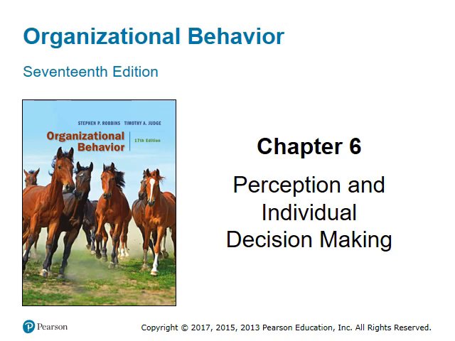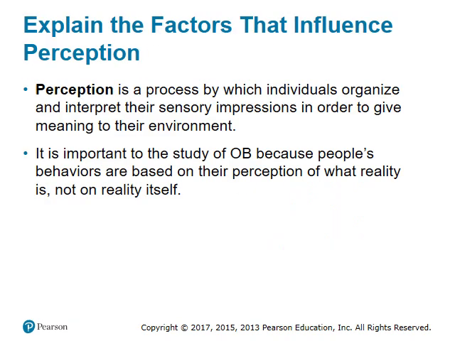In Chapter 6, we are going to explore perception and individual decision making. Perception is a process by which individuals organize and interpret their sensory impressions in order to give meaning to their environment. It is important in the study of organizational behavior because people's behaviors are based on their perception of what reality is and not on reality itself.